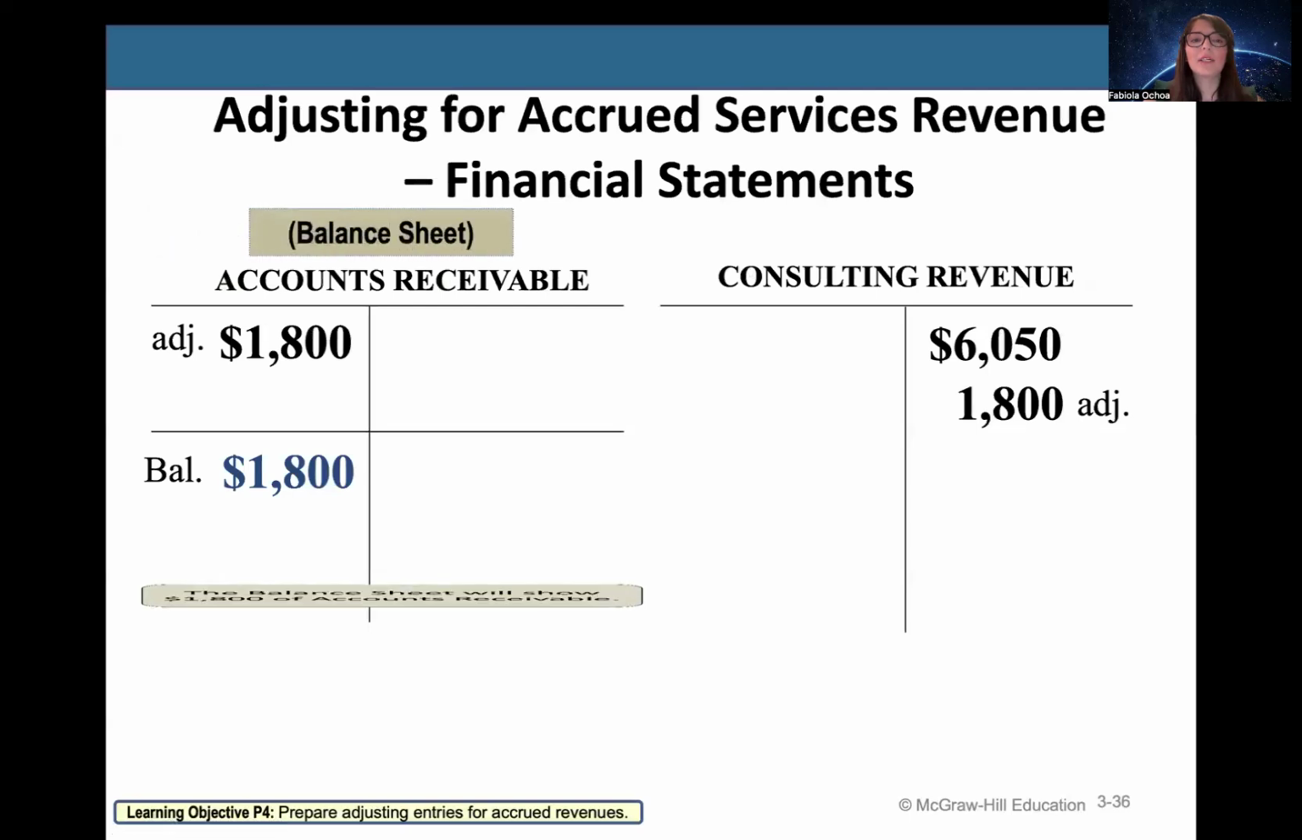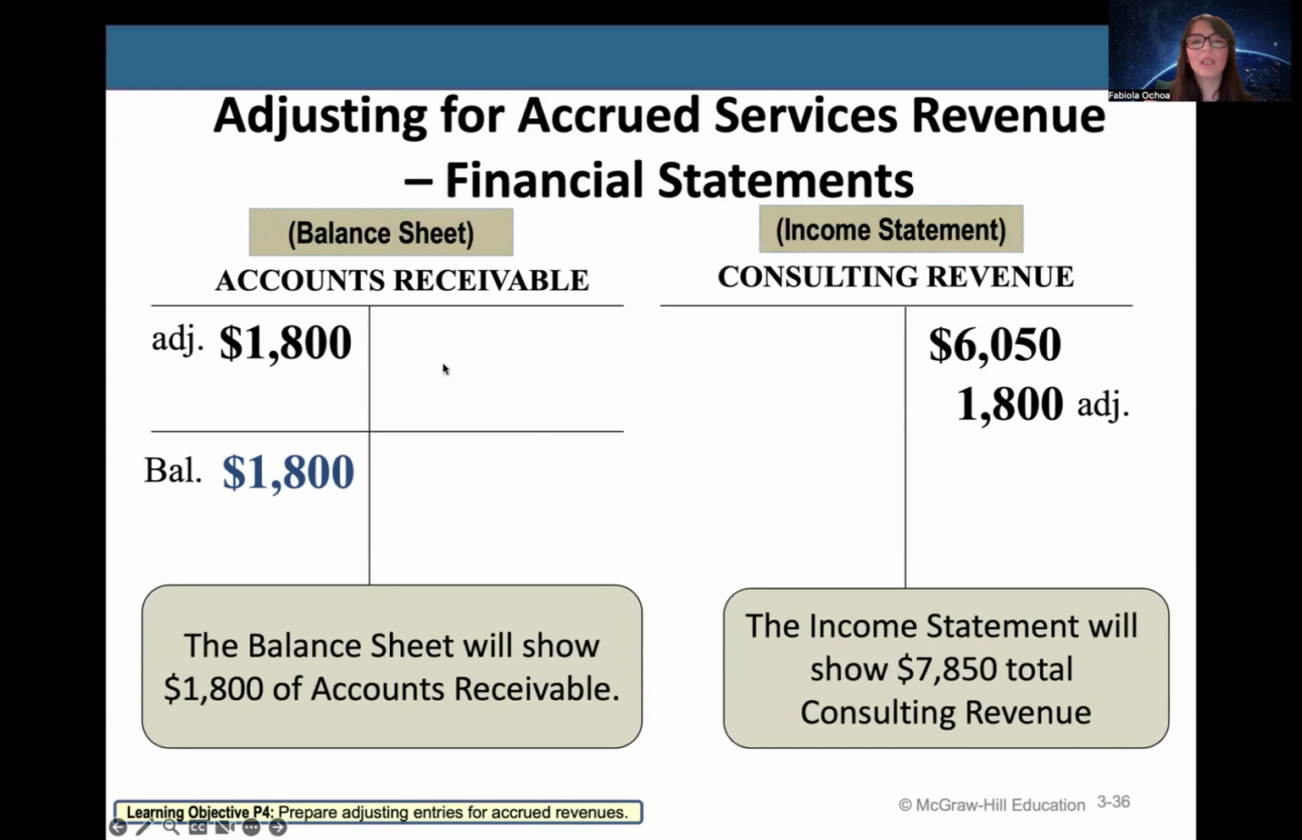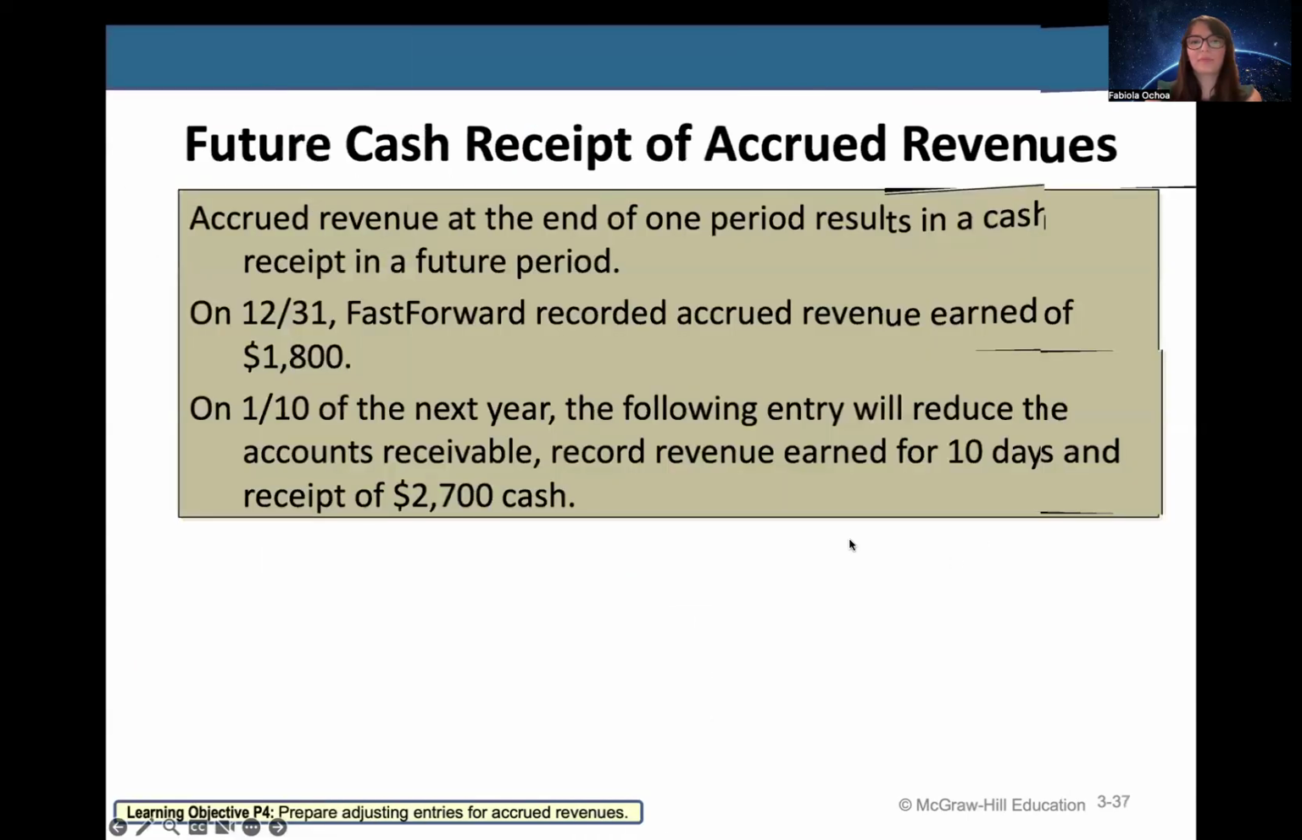Okay, so here showing items in our T account. Your AR has $1,800 as a balance. And you also go ahead and record the revenue for $1,800. Now the income statement will show $7,850 total consulting revenue. Now, of course, you will eventually receive cash. Accrued revenue at the end of one period results in a cash receipt in a future period, right? Because you expect your customers to pay you at some point.